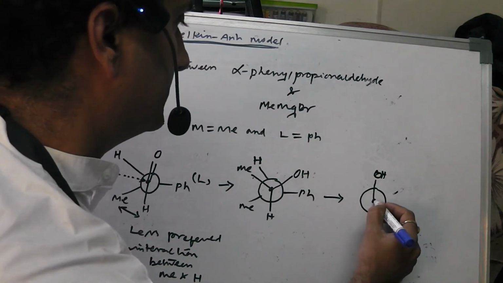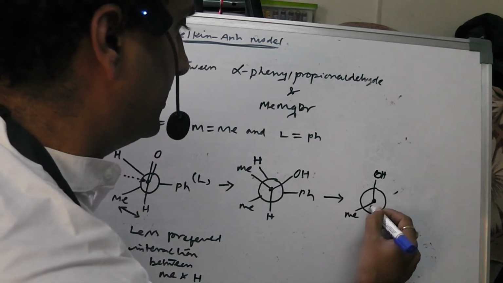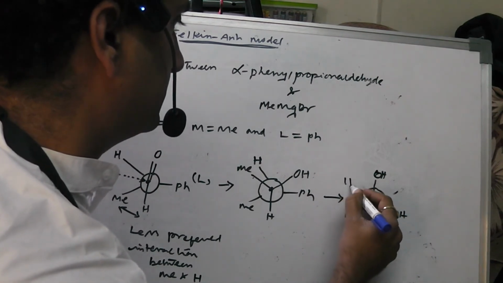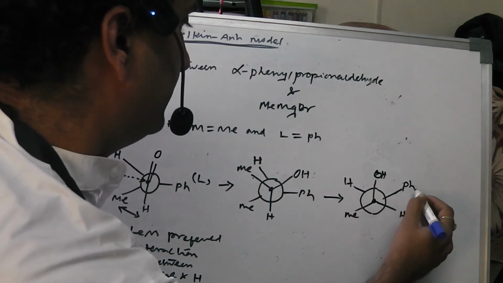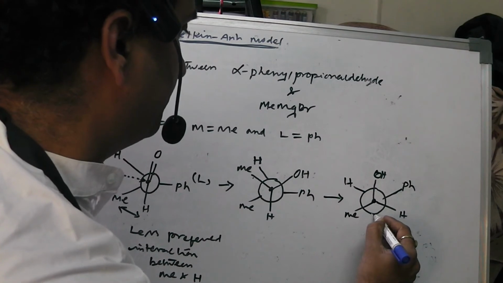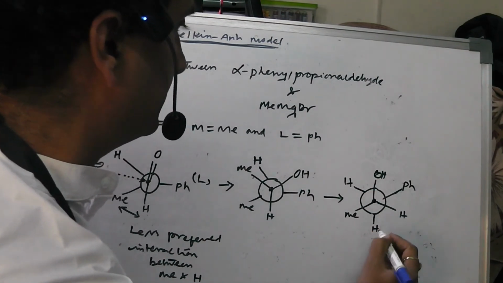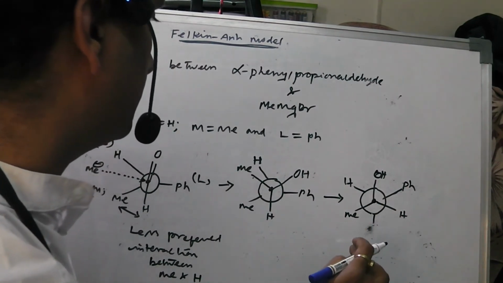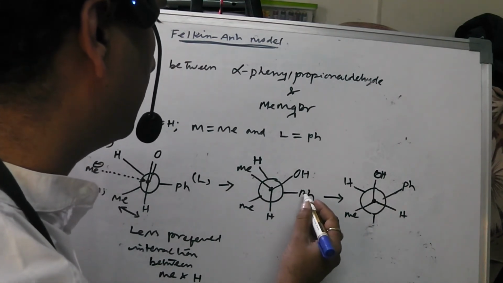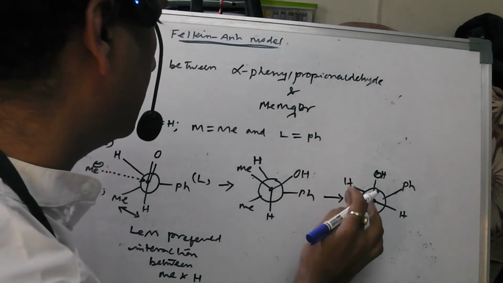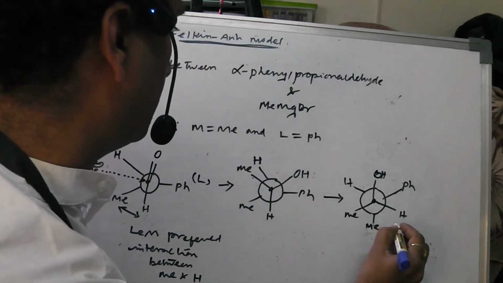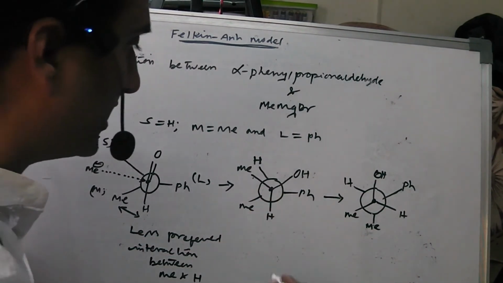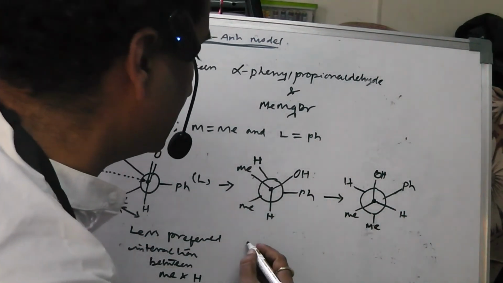OH, Me, hydrogen, Ph, and hydrogen, Me. Now this structure we have to convert to Sawhorse projection.